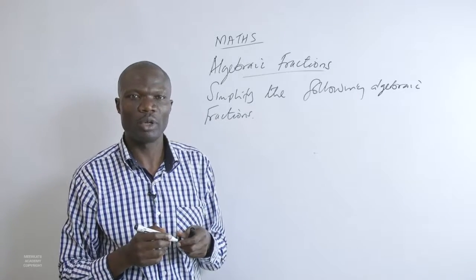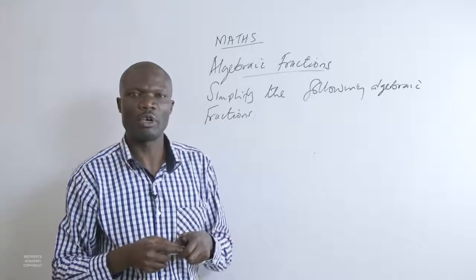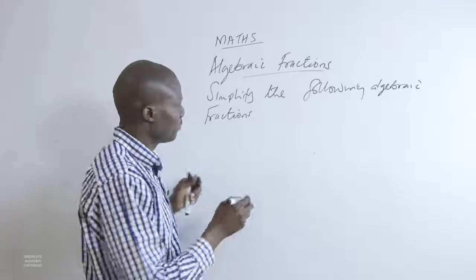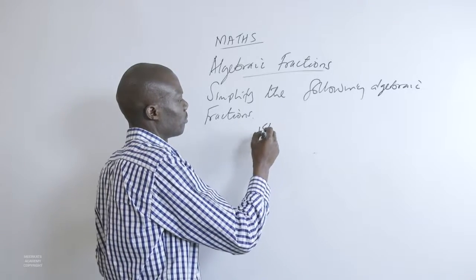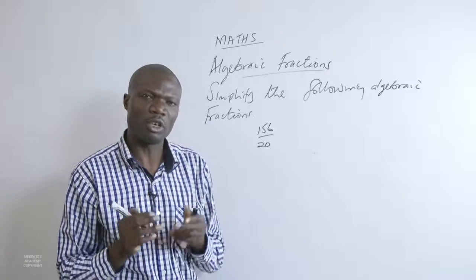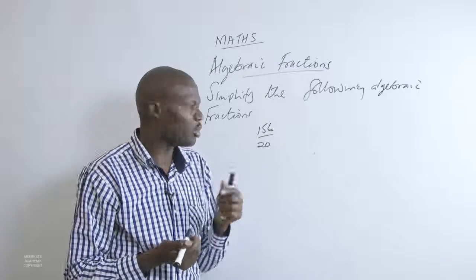Simplify the following algebraic fractions. Now, 15b over 20. We have 15b up, we have 20 down.